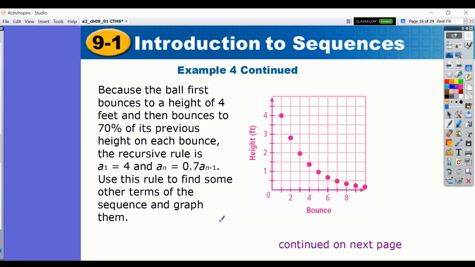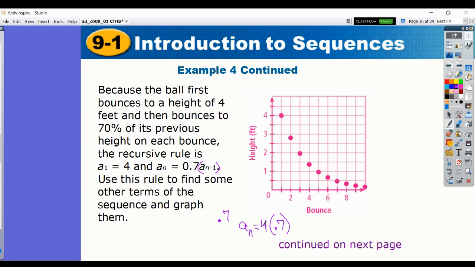So 0.7 times, wait. We started at 4 and we're multiplying by 0.7. This should be times the previous one, whatever the previous one was times 0.7. So this is a recursive formula, whatever I had times 0.7. I could also come up with an explicit rule.